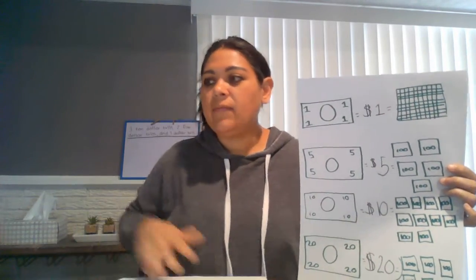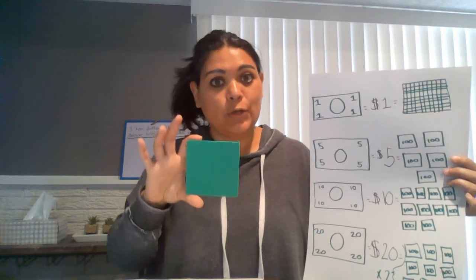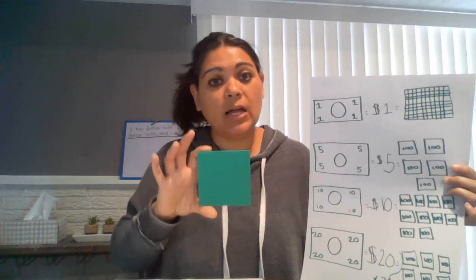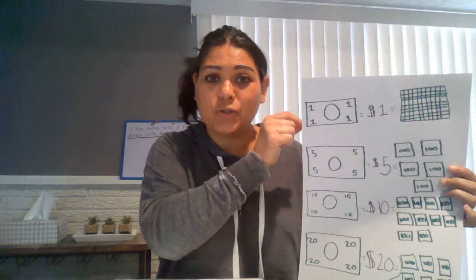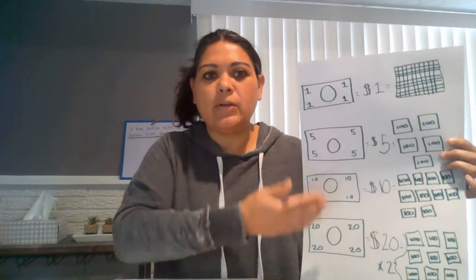flat. In a flat, we have 100 cubes, right? Or 10 tens, which equal 100. So this is 100 pennies that is in $1. So if you notice, my values keep going up.